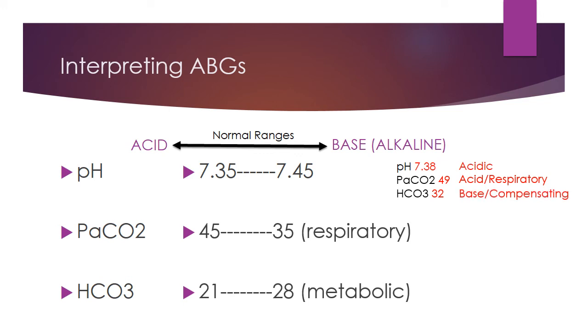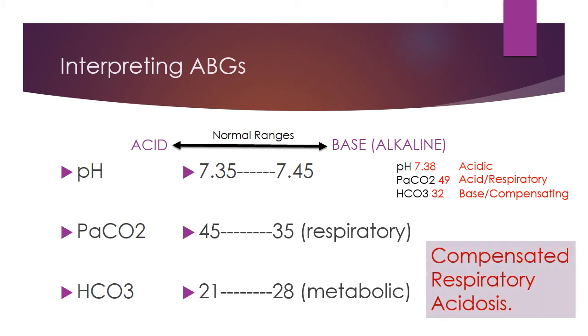Now, how can I tell if it's compensated? Well, the bicarbonate is abnormal and closer to the base or alkalosis end of the line. This tells me the metabolic system is working harder, increasing the base, attempting to balance the acid-base imbalance, and since the metabolic system was able to bring the pH back into normal range, this would be considered compensated. So our end result is compensated respiratory acidosis.